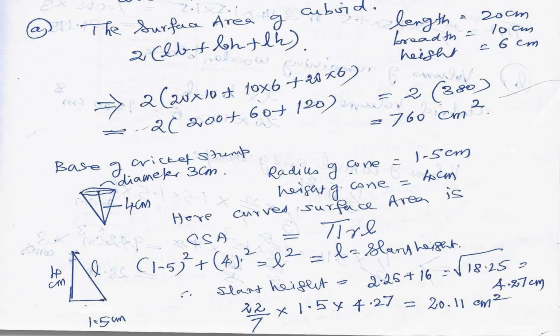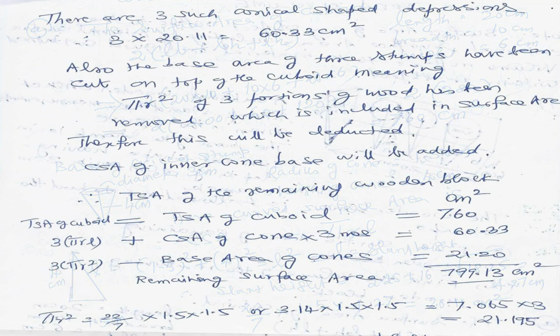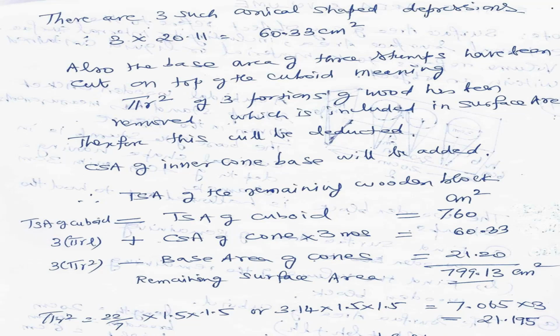And then there are 3 conical depths to hold cricket stumps. This is curved surface area of cone within the wooden block. That is, if you run the finger, you will come to know that it is the curved surface area of the cone. Inside, there are 3 depths to hold 3 cricket stumps. So this is given by the formula pi RL. So you have to add this area pi RL to the remaining wooden block.